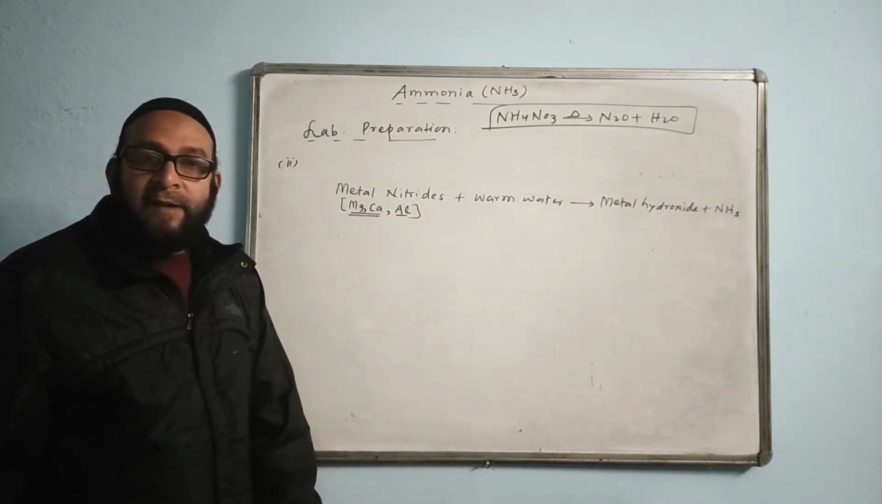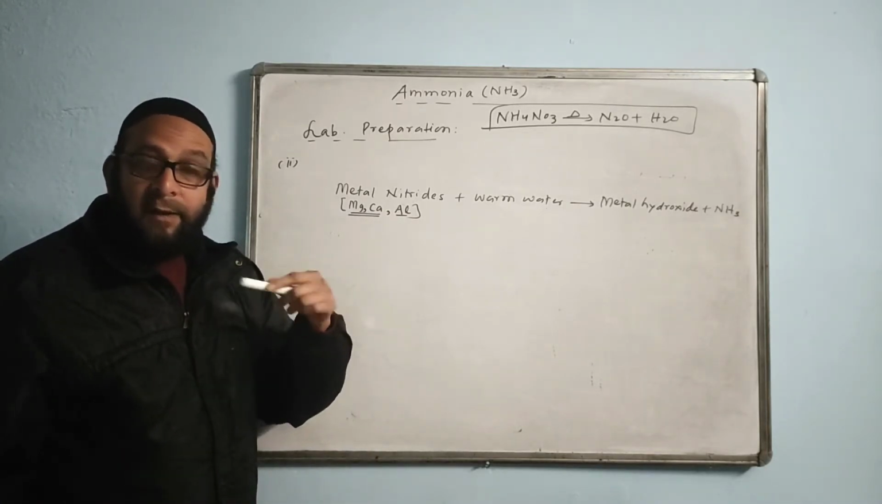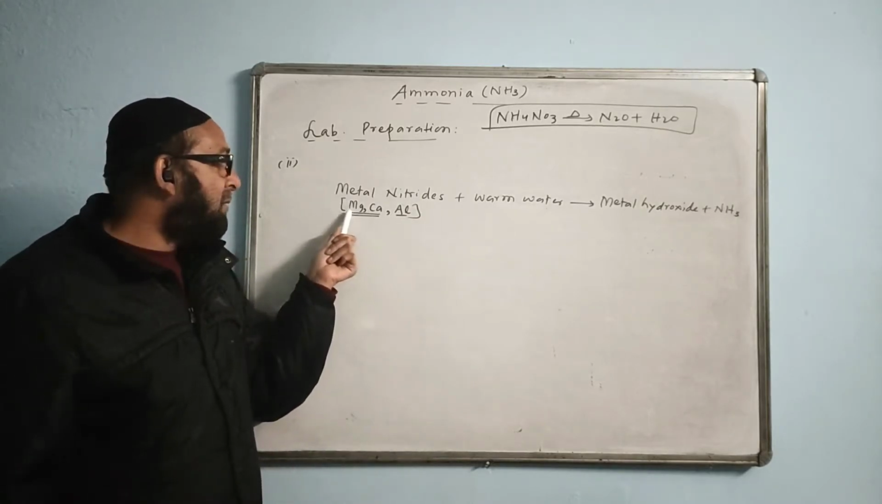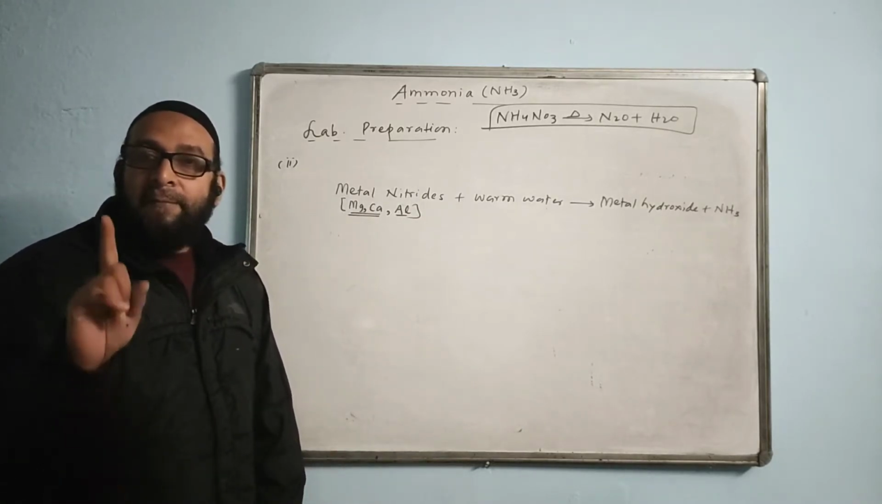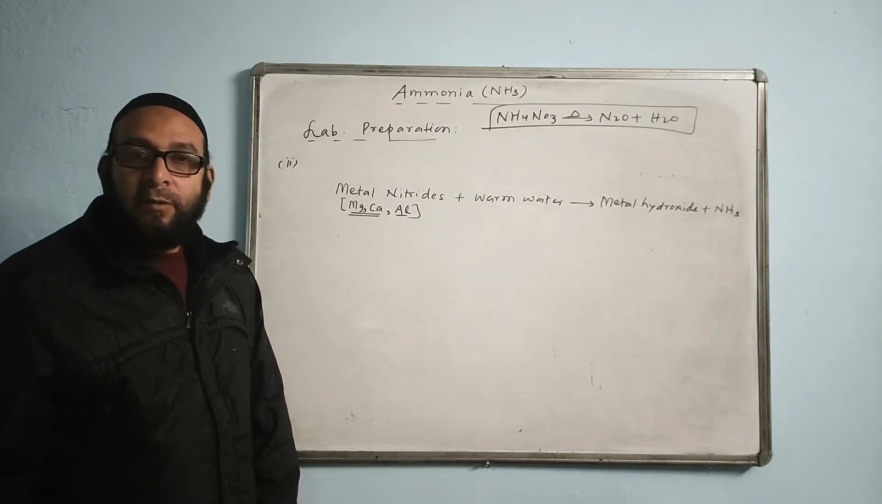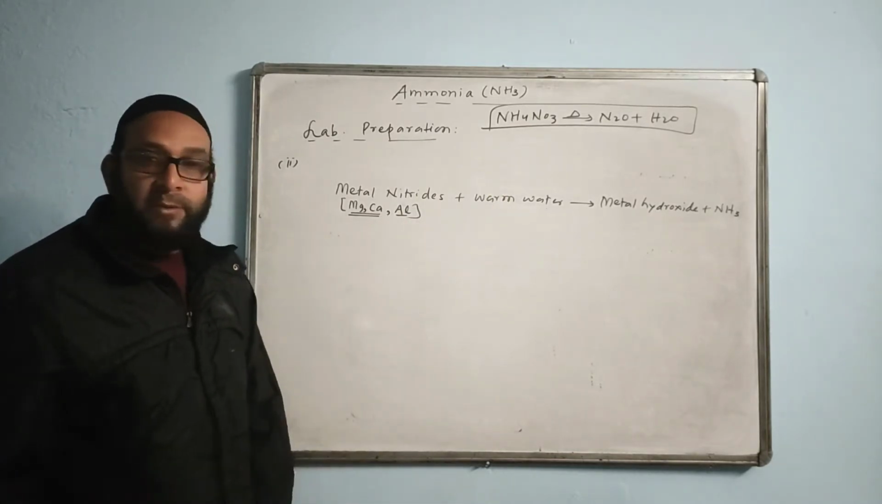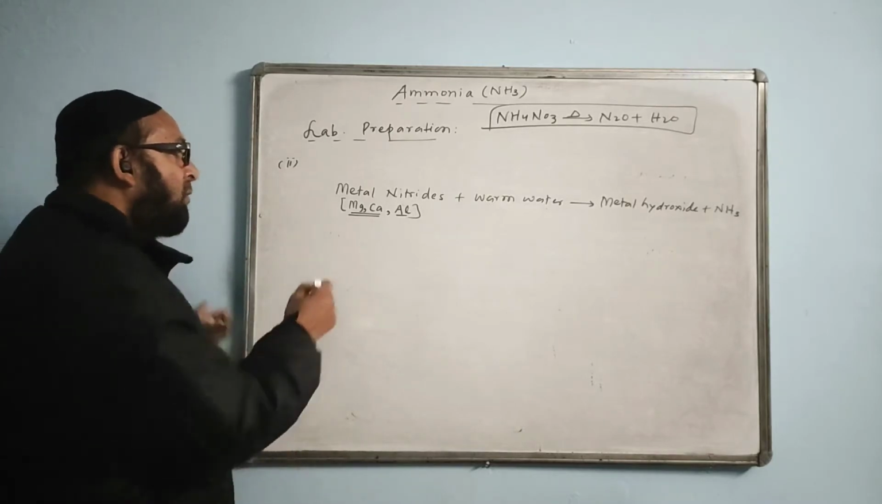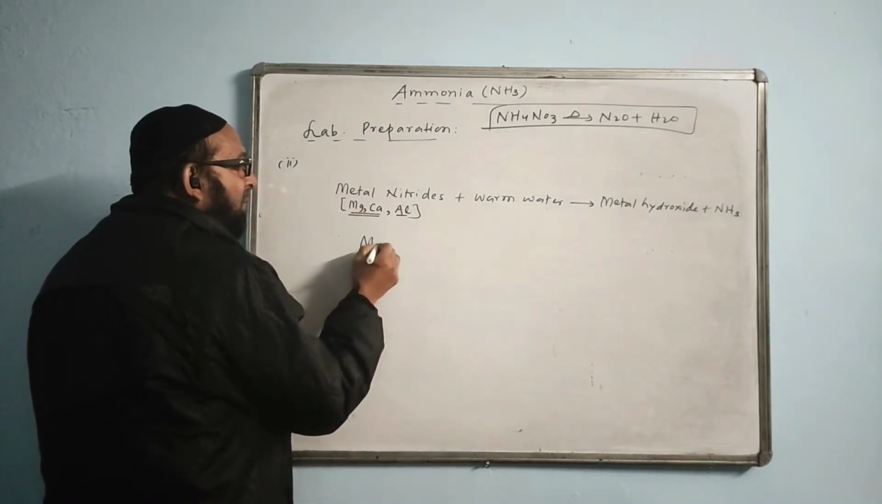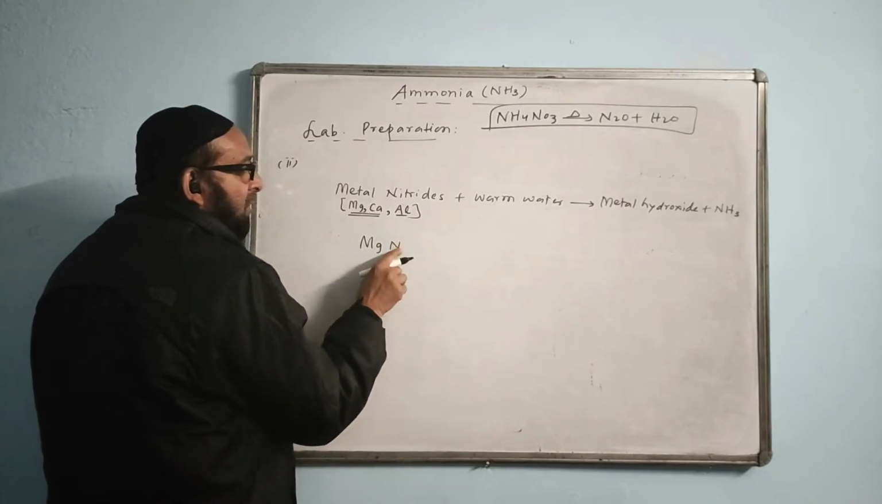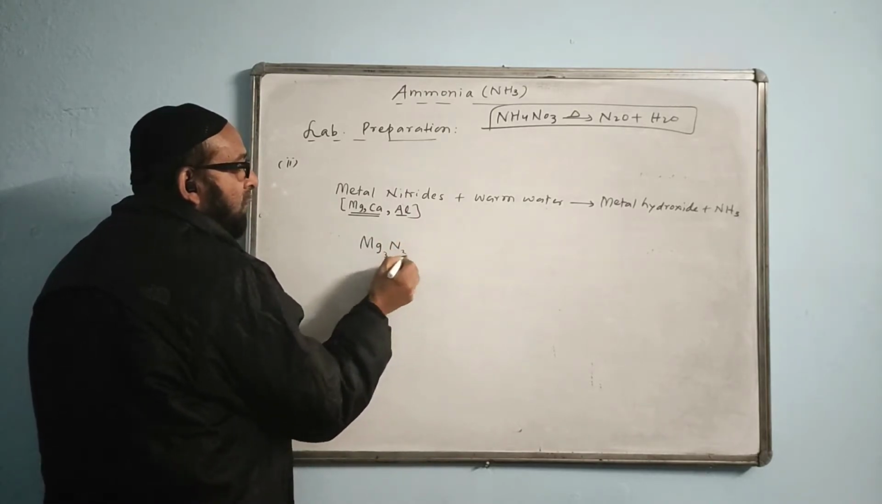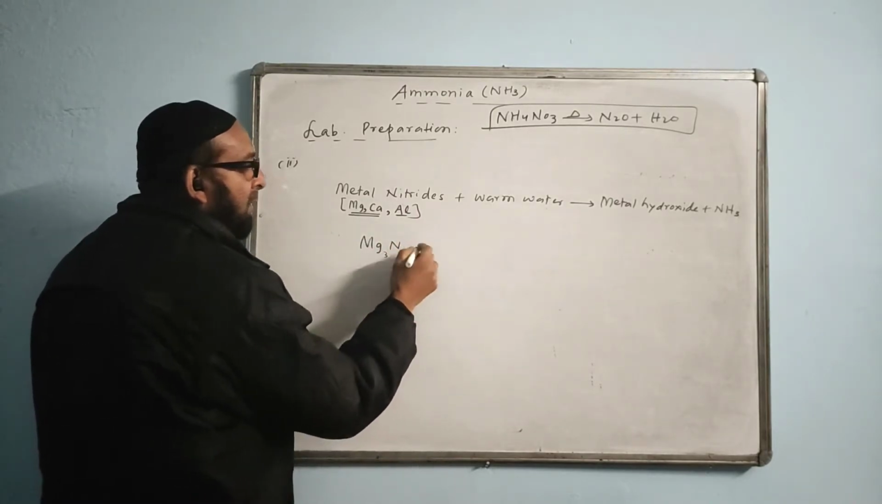Name two bivalent metals whose nitride can liberate ammonia. The answer is Mg and Ca. Name a trivalent metal whose nitride can give ammonia. The answer is aluminum. So you need to be careful. The magnesium nitride formula is Mg3N2: nitrogen's valency is 3, which will come here, and this 2 will come here. Mg3 will be right.